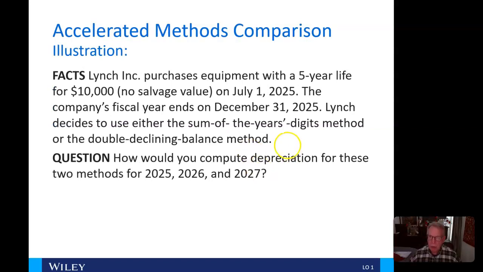Accelerated method comparison. Here, Lynch Incorporated purchases equipment with a 5-year life for $10,000, no salvage value, on July 1, 2025, halfway through 2025. The company's fiscal year ends December 31, 2025. Lynch decides to use either the sum of the years digits method or the double declining balance method. How would you compute depreciation for these two methods for the 3 years?